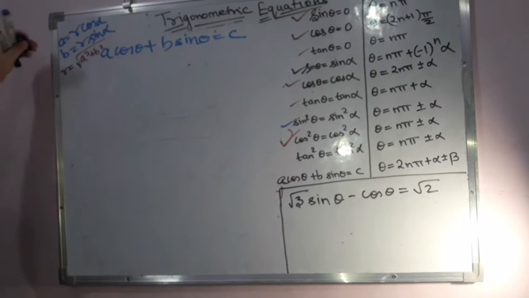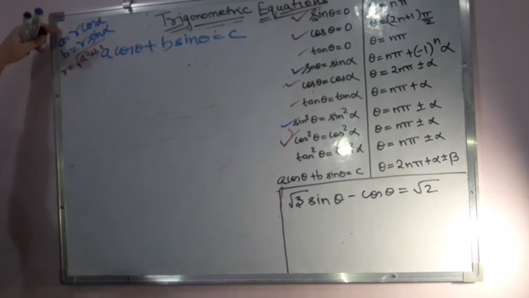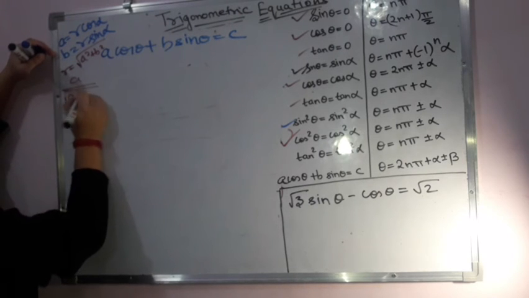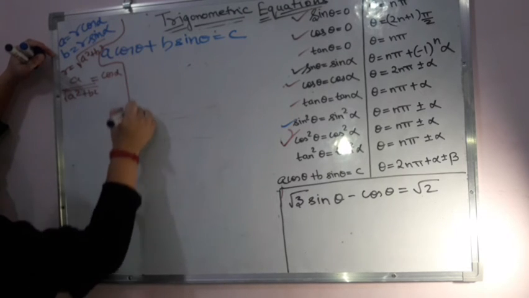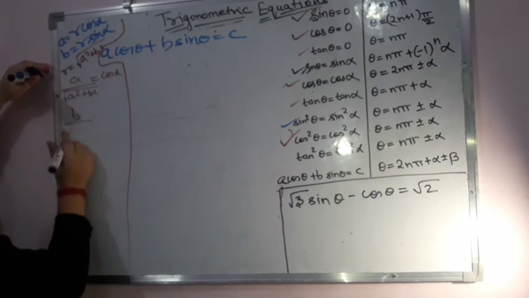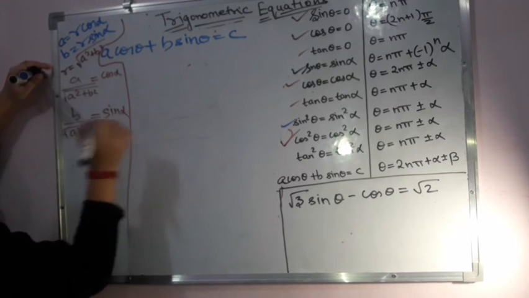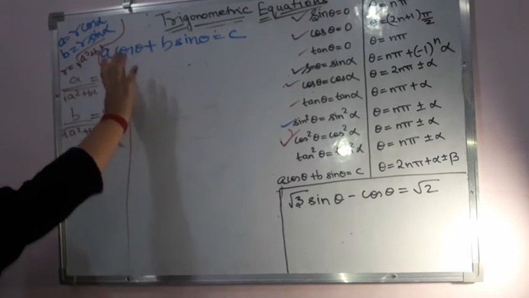Now see, in place of r, I can substitute under root of a square plus b square. That means from here I have a upon r, that is a upon under root of a square plus b square, is equal to cos alpha, my first thing. And the second thing is b upon r, that is b upon under root of a square plus b square, is equal to sin alpha.